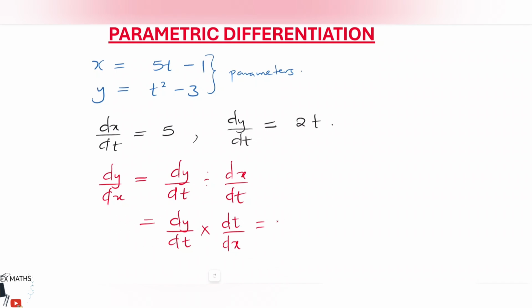So in this case, let's just substitute. Our dy/dt is 2t multiplied by our dt/dx. As we didn't get dt/dx, we got dx/dt, we are going to invert this one. This was 5 over 1, then it will change to 1 over 5. So our answer will be 2t over 5. That's our dy/dx.